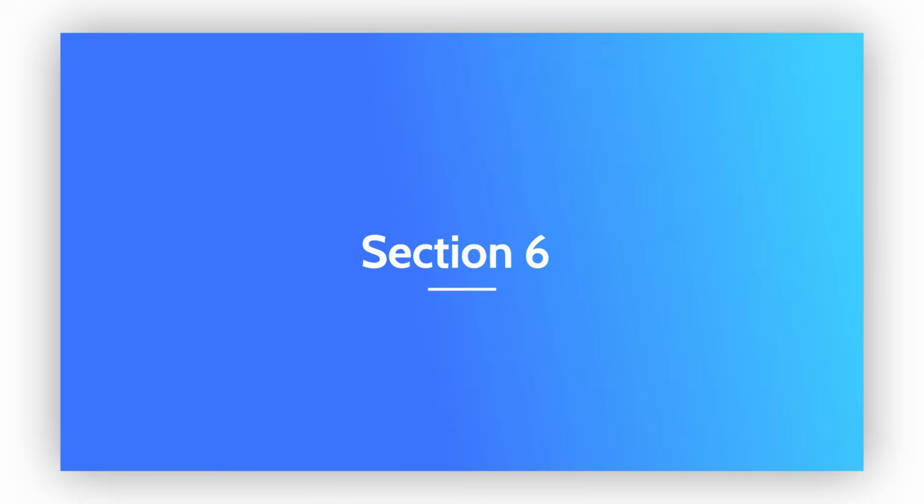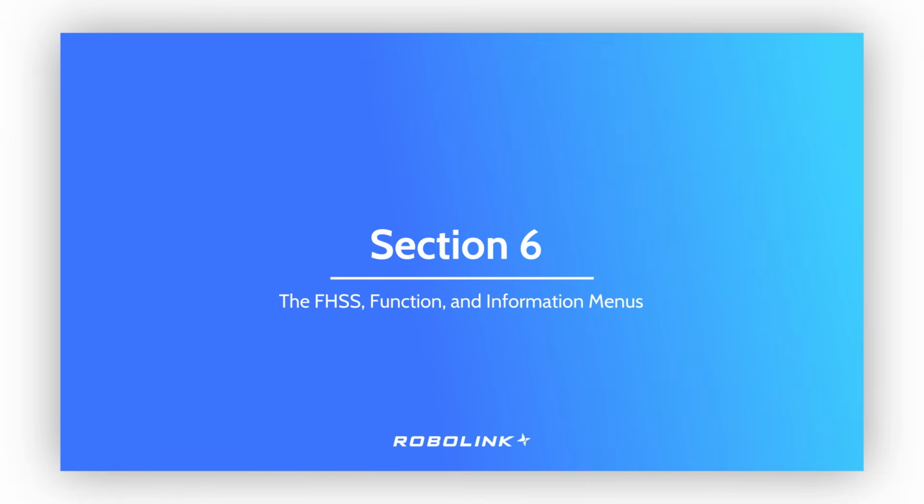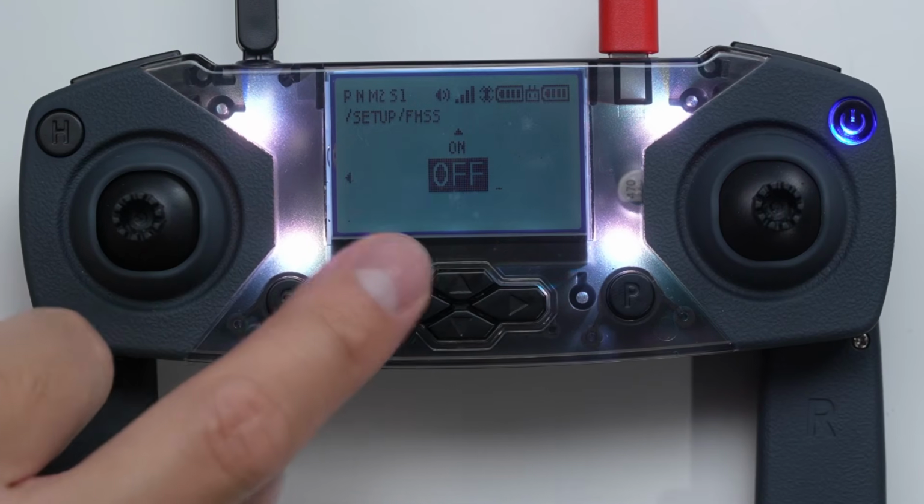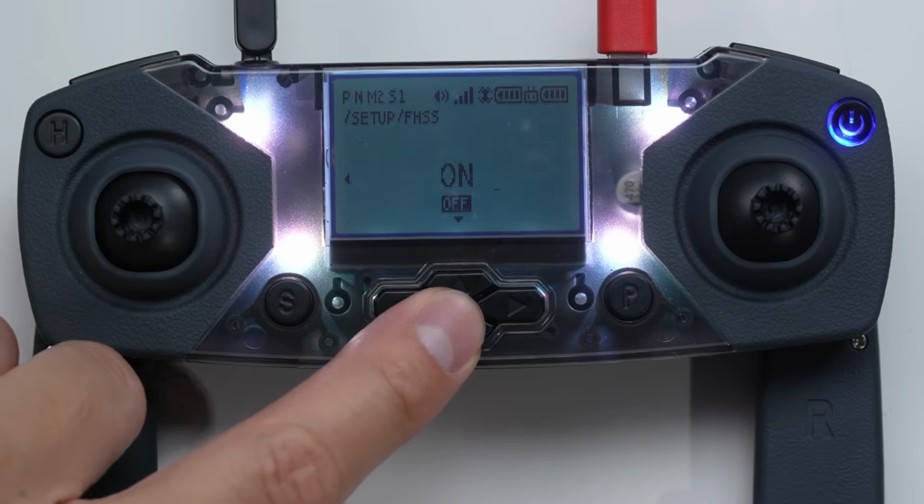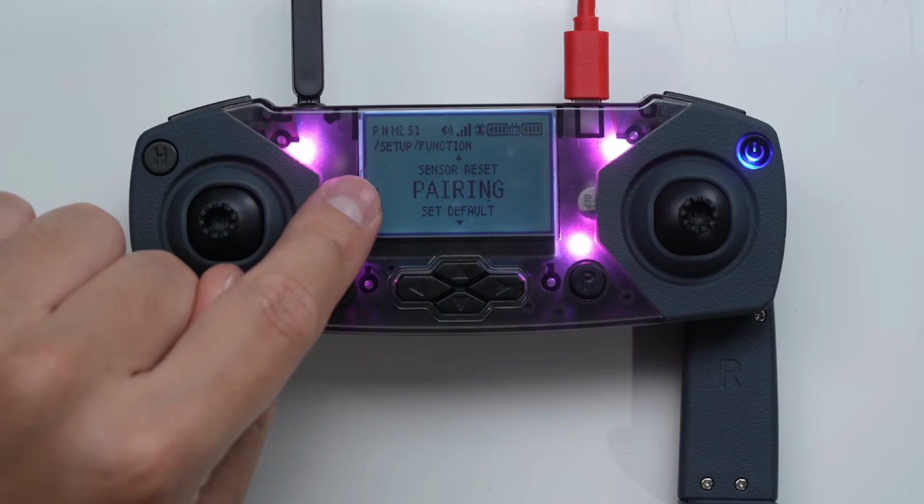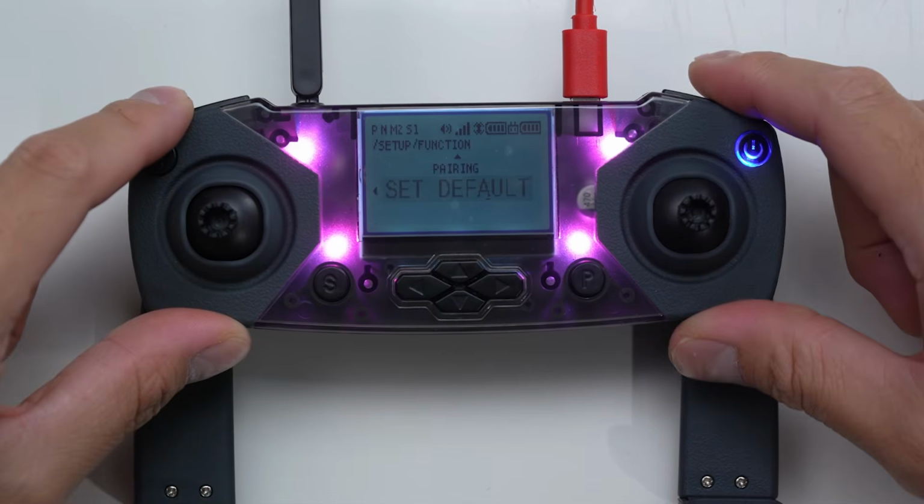The FHSS, function, and information menus. The FHSS menu stands for Frequency Hopping Spread Spectrum. This is a way for the controller to improve or maintain signal connectivity with the drone. This is a menu you won't really need to access, and the CoDrone EDU JROTC edition doesn't even have this option. Function lets you reset sensors, start the pairing process, and reset everything to default.